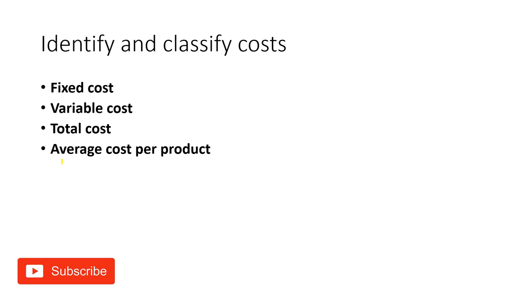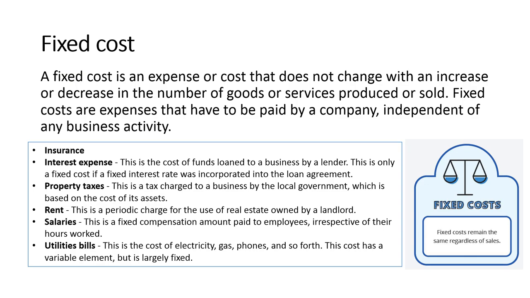First, we are going to identify and classify costs. So we have fixed costs, we have variable costs, we have total costs, and we have average cost per unit. You need to remember this for your exam. The most important cost of all to understand is fixed cost, which we are going to talk about in just a minute.